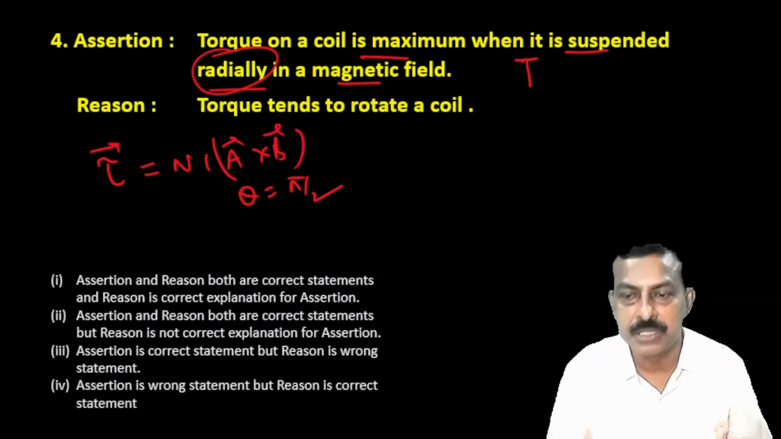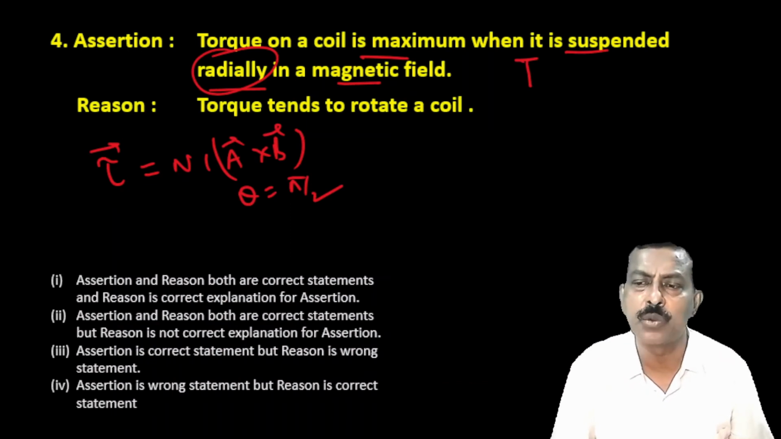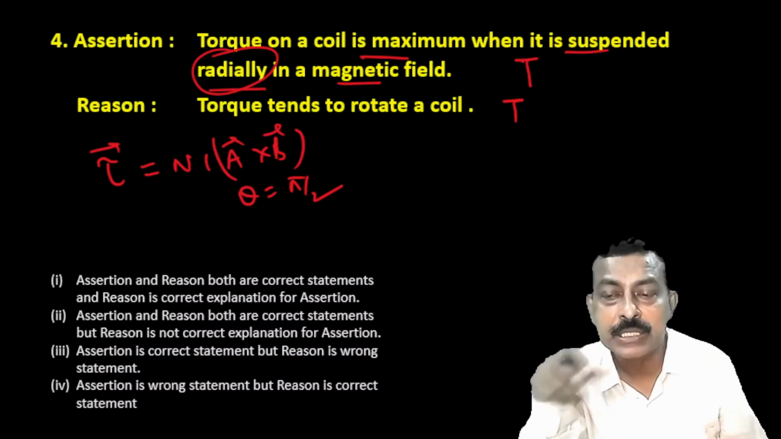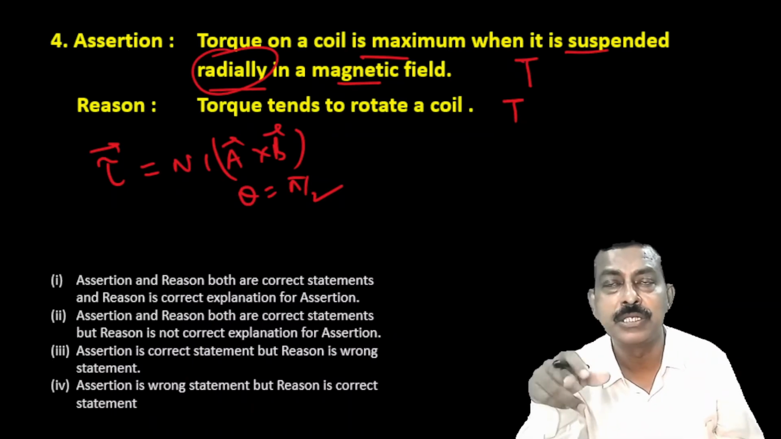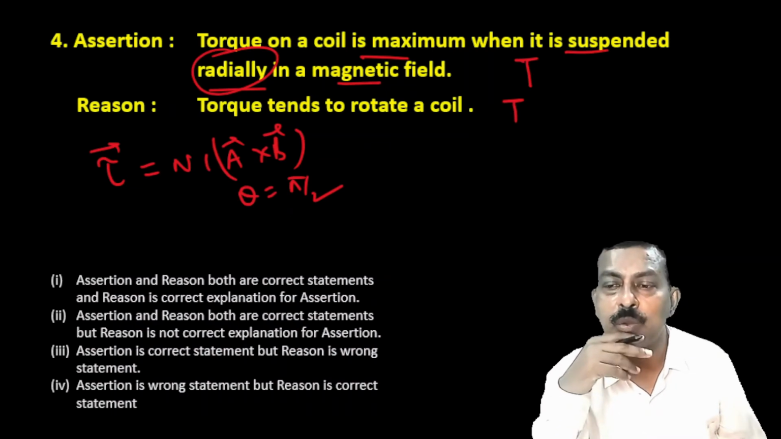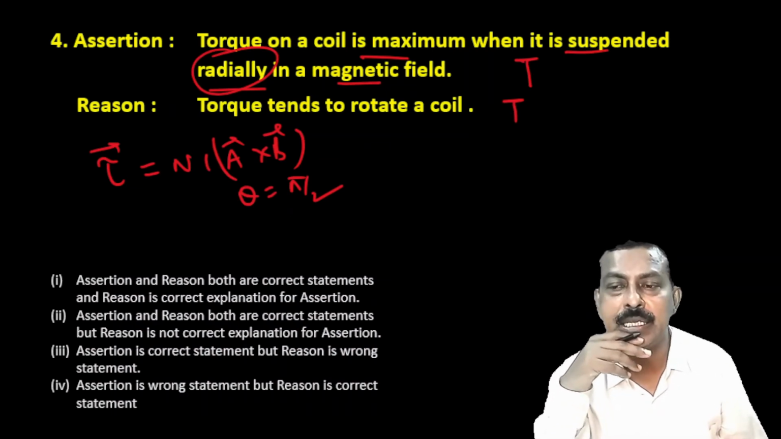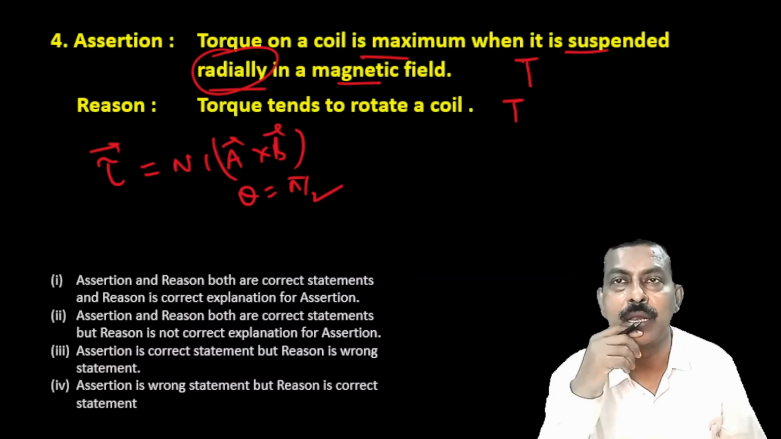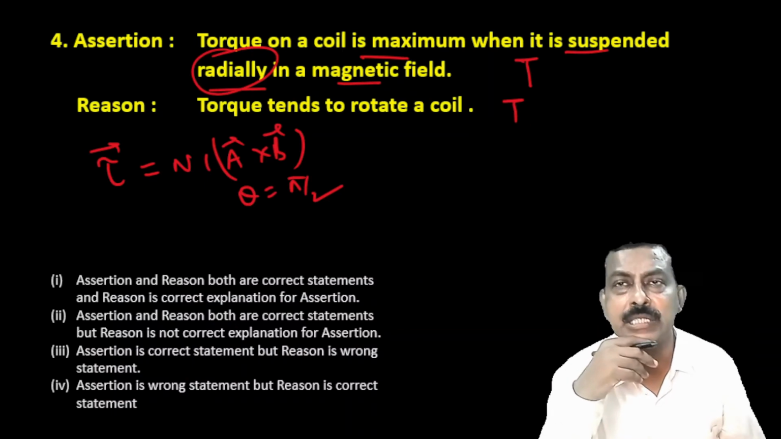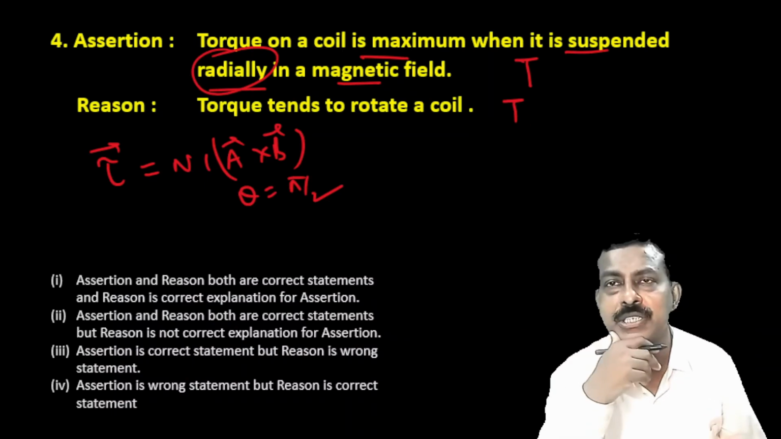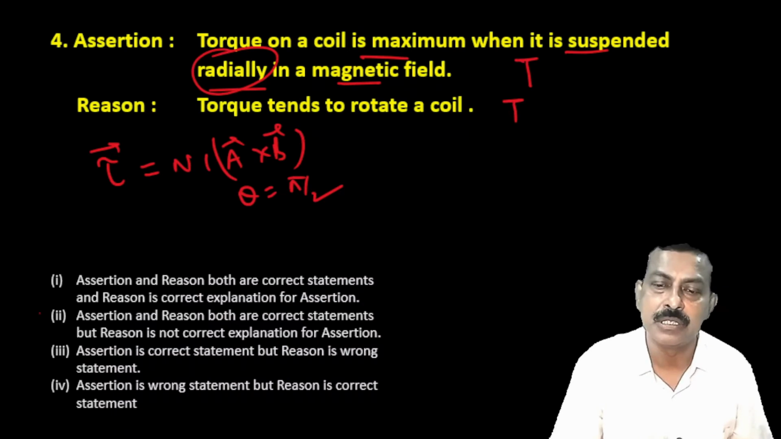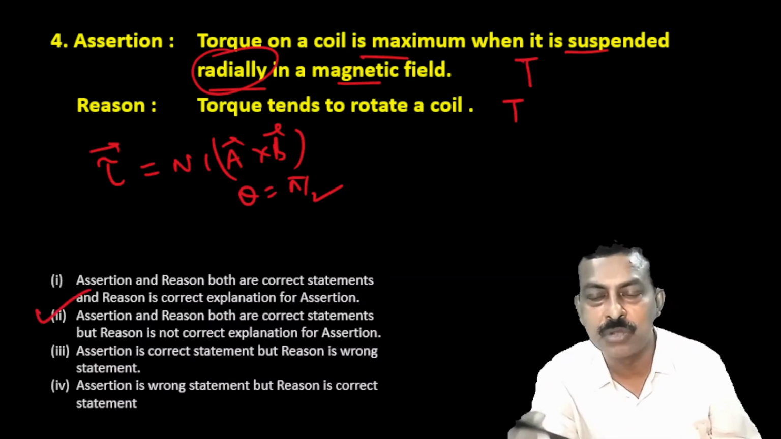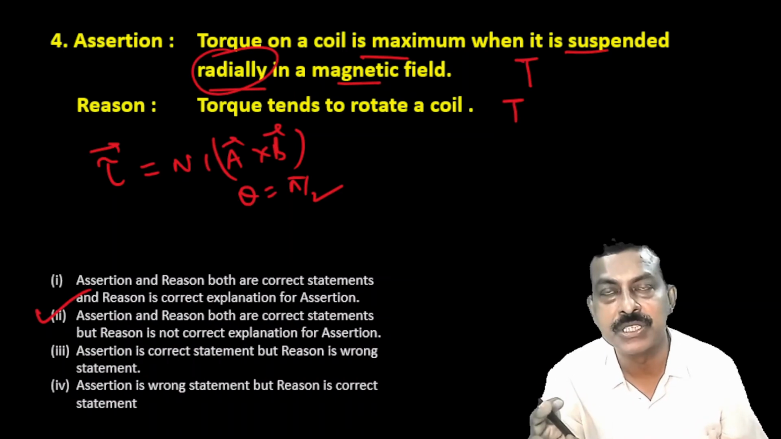And the reason is given that the torque tends to rotate a coil. This is also true. But let's now take assertion and reason together. Torque on a coil is maximum when it is suspended radially in a magnetic field, because torque tends to rotate a coil. This does not make any sense there to explain the assertion. So obviously the second one will be the correct option. Both are true, but reason is not the correct explanation for the assertion.